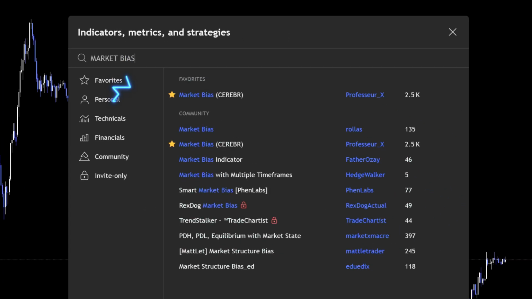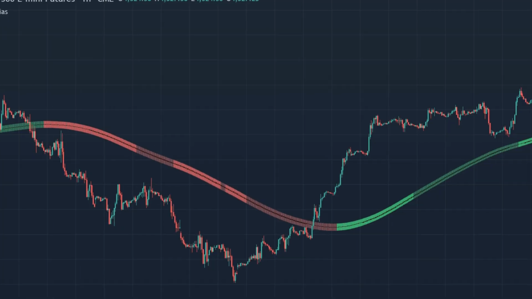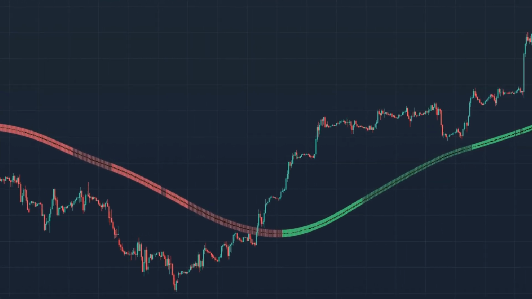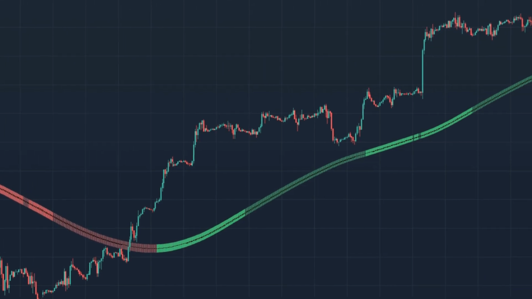You'll likely see it appears in the search results. Go ahead and click on it to add it to your chart. Alright, let's really dial in on the market bias indicator. This is where we start to see the bigger picture beyond just the immediate 5-minute chart on gold.